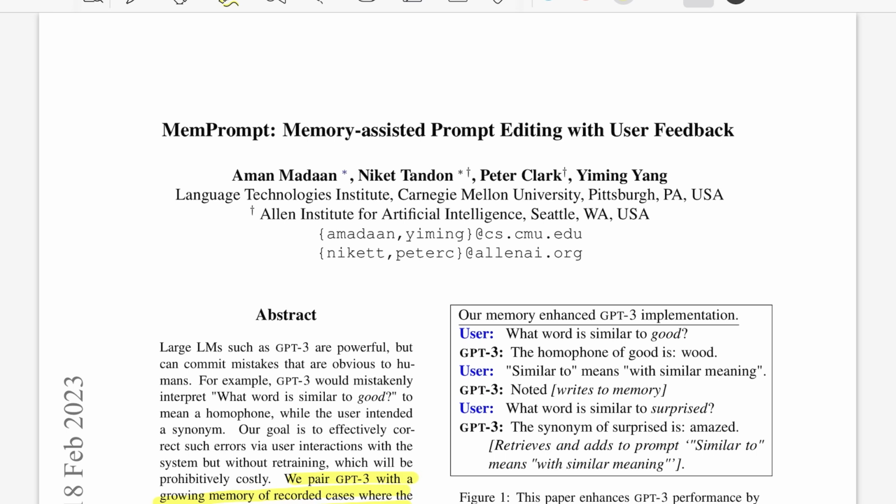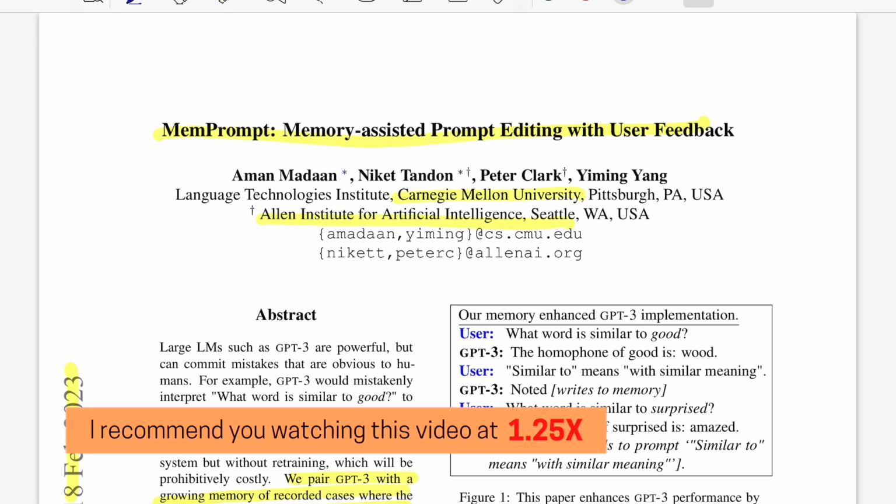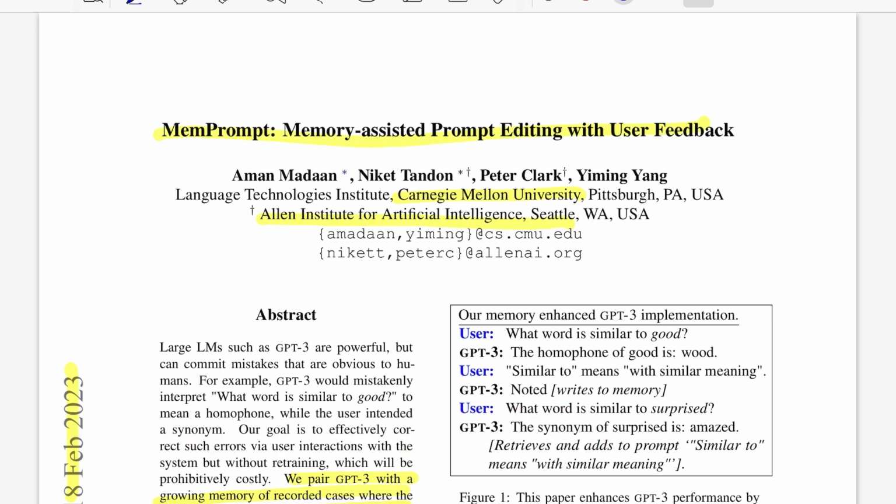Okay, so today we'll be talking about this paper which is titled MemPrompt, Memory Assisted Prompt Editing with User Feedback. This came out early this year and it's from researchers from CMU and the Allen Institute of Artificial Intelligence. The central idea of the paper is that retraining any large language model is difficult, time consuming, and resource intensive, and that's often the case with really large language models like GPT-3. So doing that process very frequently doesn't make sense and is also not really possible.